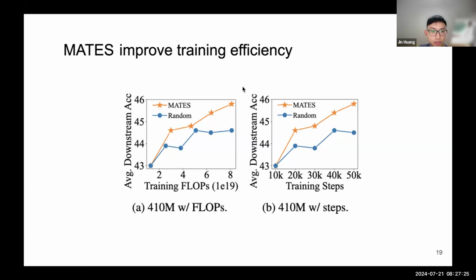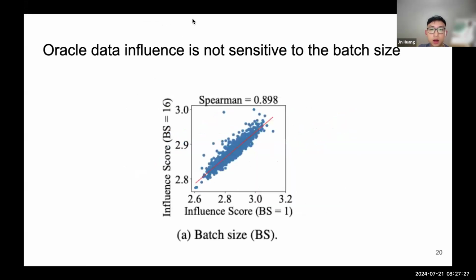Okay, and I think the next two slides will be about some interesting ablation studies the authors showed in their paper. I think the first major takeaway is that the Oracle data influence is not very sensitive to the batch size. In their paper, the authors need to collect Oracle data influence by the approximation of the loss function that we introduced previously.